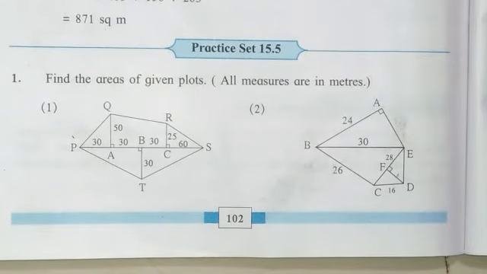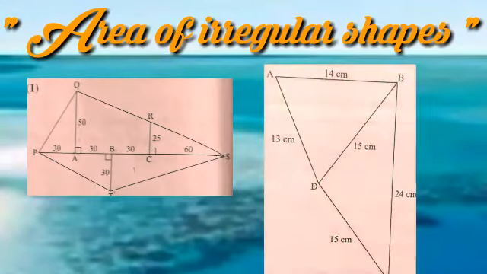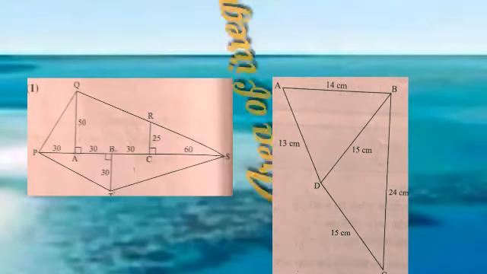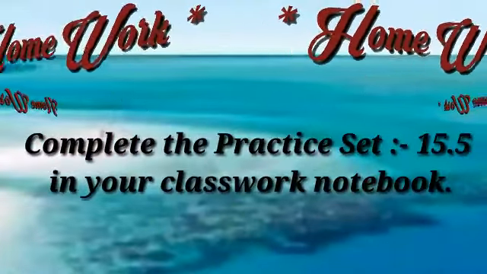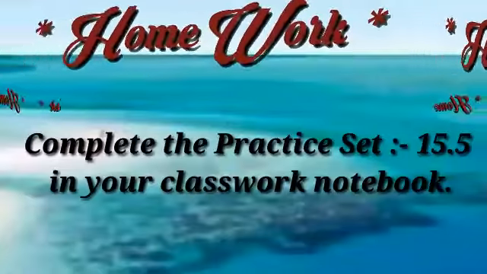In this way, our practice set number 15.5 is over. So students, in this way, today we have learned about the area of irregular shapes. Now it is time to note down your homework, that is to complete practice set number 15.5 in your classwork notebook.